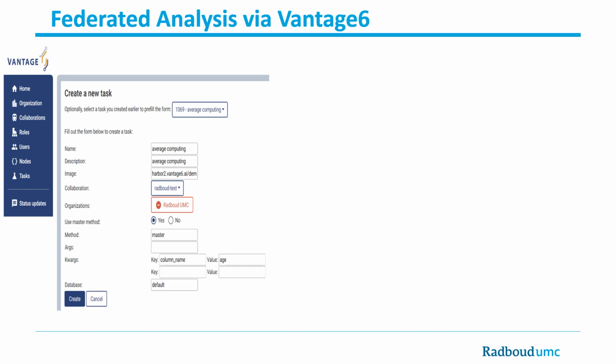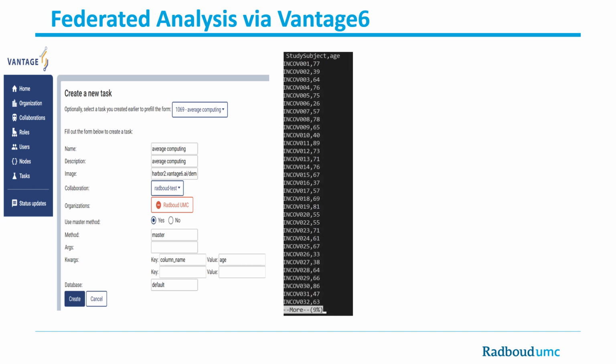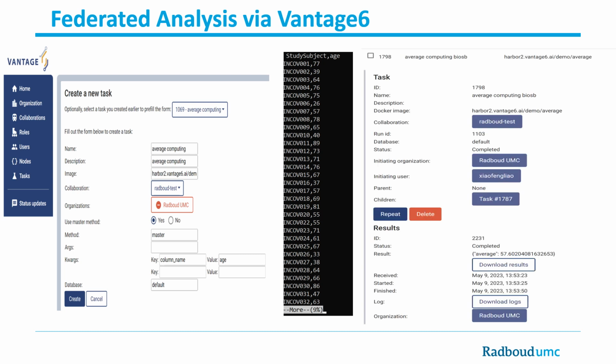In our case, for simplicity, we use a CSV file as a dataset, which has a column named age. The average algorithm would compute an average value on the column age. The column is also specified as a parameter of the task. The screenshot on the right shows the result of running the algorithm.